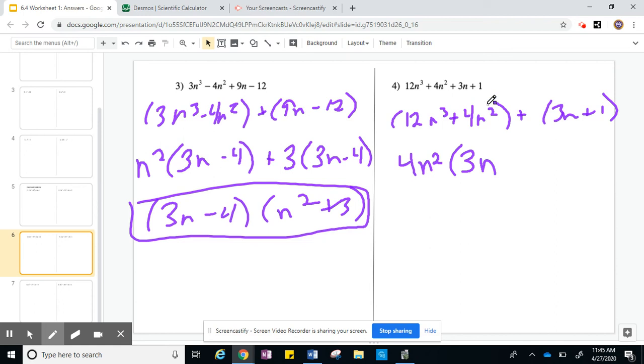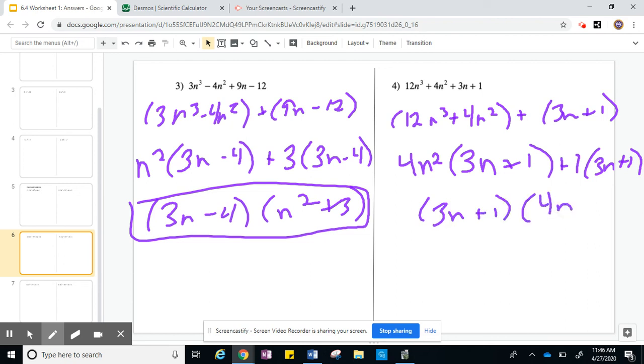And then we actually factored out 4n squared, so we're just left with a 1, because 4n squared times 1 is 4n squared. Now this second term here, we can't factor anything out. The GCF is a 1. So again, I want to write that so I don't forget about it. So then we have 3n plus 1 times 4n squared plus 1. Again, I want to factor out my GCF of 1 so I don't forget to put it right here.